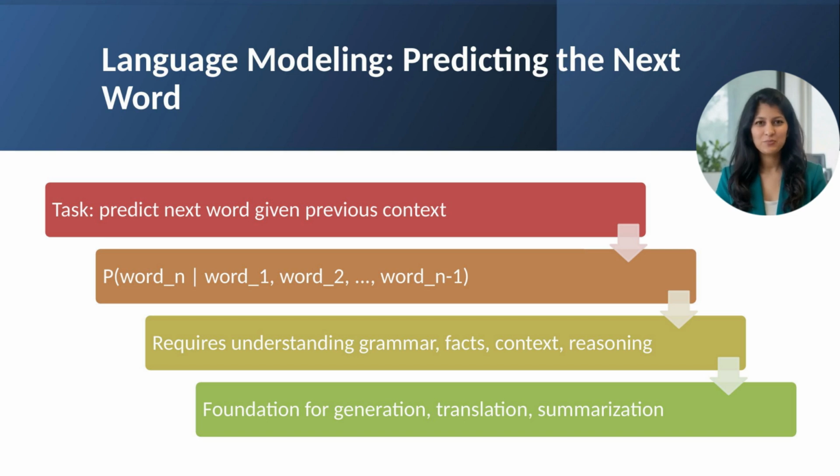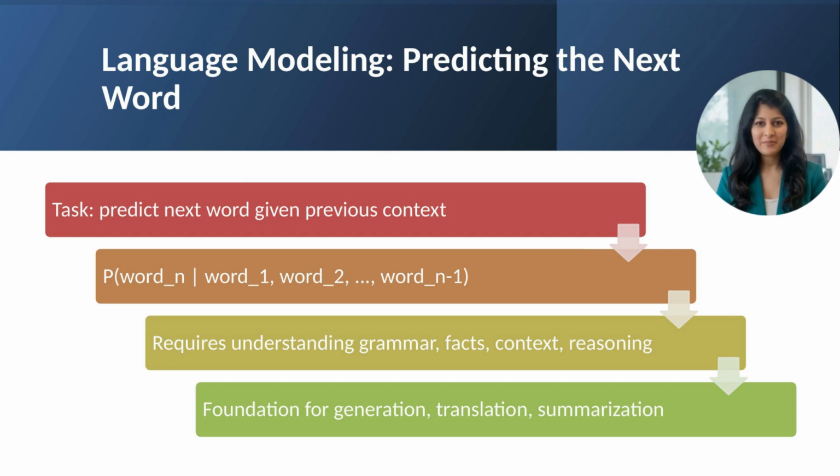Language modeling seems simple. Given previous words, predict the next word. But this deceptively simple task is incredibly powerful and forms the foundation of modern NLP. Consider the sentence: the cat sat on the house. A good language model assigns high probability to words like mat, chair, floor, and low probability to sky, ocean, equation. To do this well, the model must understand grammar, what parts of speech fit, semantics, what makes sense, and world knowledge. Cats typically sit on surfaces.